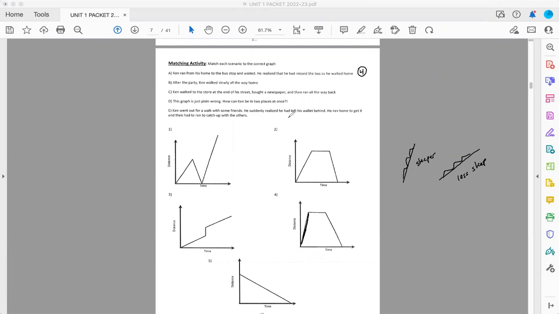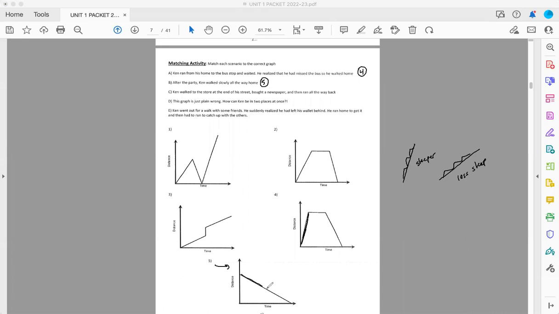Then for B, it says, after the party, Ken walked slowly all the way home. So Ken walked slowly all the way home. There's no different motion. There's only one motion of walking. And I would see that this is associated, by the way, this is 5. The number is away from the graph a little bit. I would associate this with graph number 5, walking slowly, right?